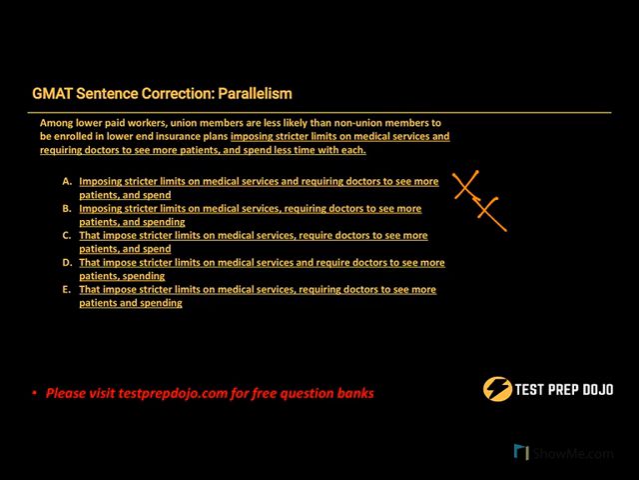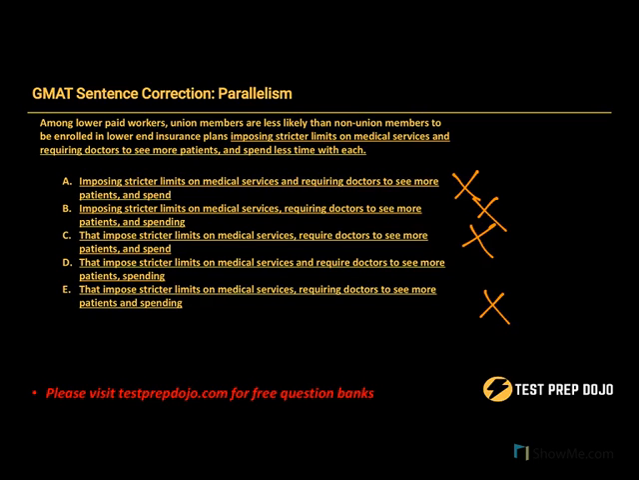And also the last one, E, has a very different meaning. So for a number of different reasons, we're going to get rid of this one. We can go perhaps into this one a little bit more later, but the main thing that I want you to see here is that, again, coming back to the meaning, it's the insurance plans that impose stricter limits on medical services, require doctors to see more patients, and do the insurance plans spend less time with each? No. So would it be correct to put the impose, require, and spend all in parallel? Nope, because that implies something very different, and it would not best convey the meaning.